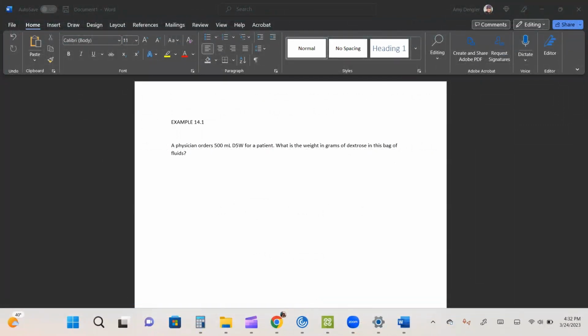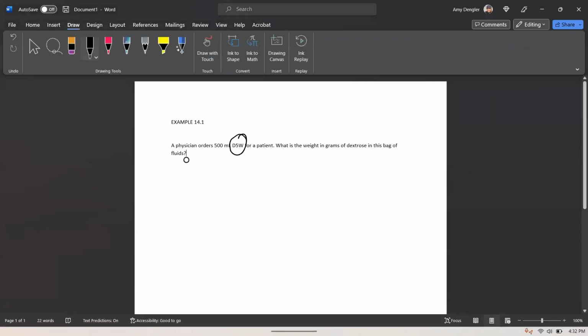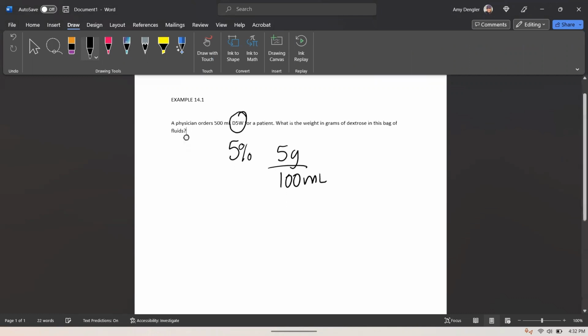Example 14.1, a physician orders 500 ml of D5W for a patient. What is the weight in grams of dextrose in this bag of fluids? So we have this D5W, so that's our percent, 5%. And we are going to rewrite it as 5 grams over 100 ml. And this is a weight volume problem. So 5% is essentially 5 grams over 100 ml. That's the strength.